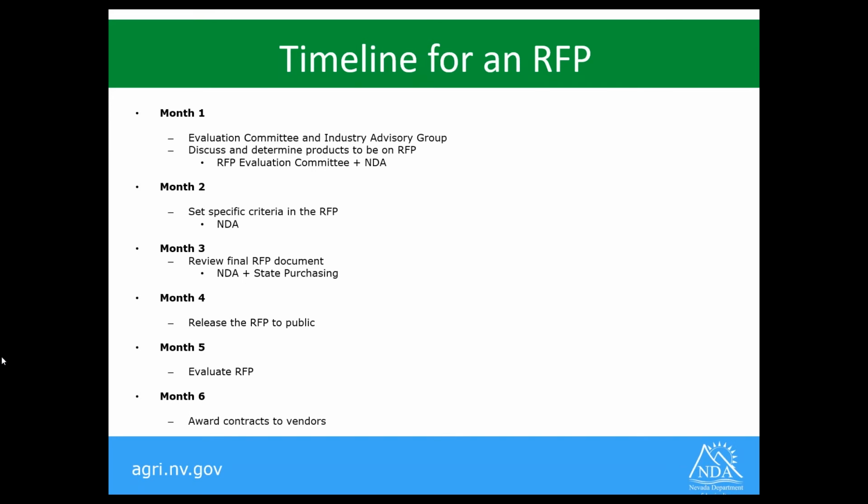In month 2, NDA sets specific criteria in the RFP. In month 3, NDA and state purchasing finalize the RFP. Month 4, the RFP is released to the public, and it is out for 6 to 8 weeks. Month 5, the RFPs are evaluated, and we also do the taste testing at this point. During month 6, contracts are awarded and must get approved by the Board of Examiners. Then, after the 6-month time frame, expect a couple of months before product is actually delivered to your agency.